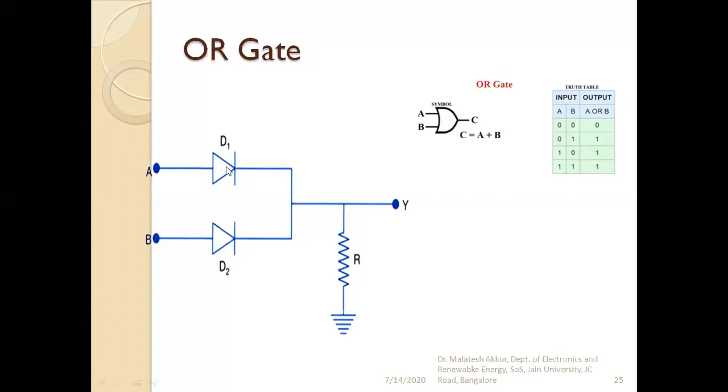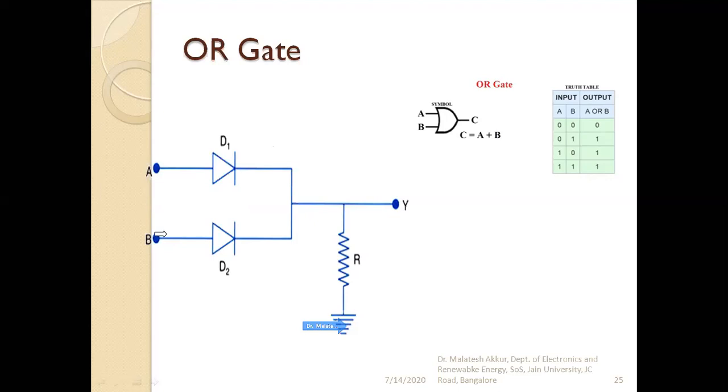So we're going to use two diodes here. Let's call them D1 and D2. This is D1 and this is D2. Both the N types are shorted together, and a resistor is connected between the junction of these two diodes and the ground, which is the common point. Let's call this input A and this input B.